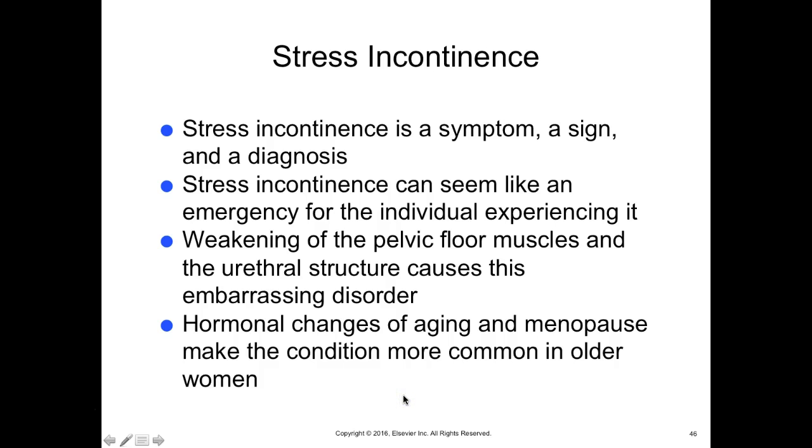Stress incontinence is a symptom, a sign. There's a symptom and a sign and a diagnosis.